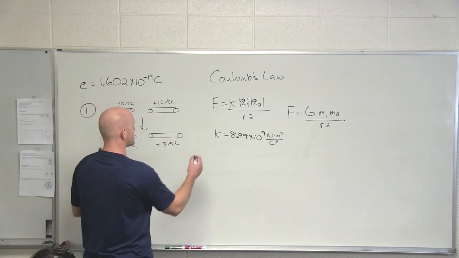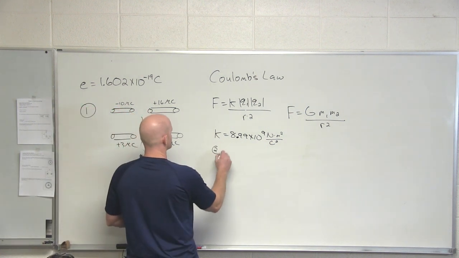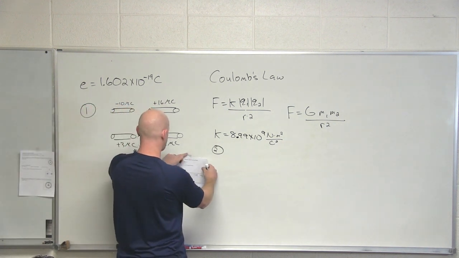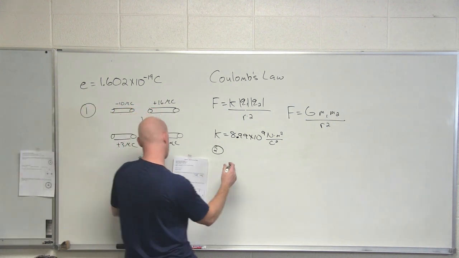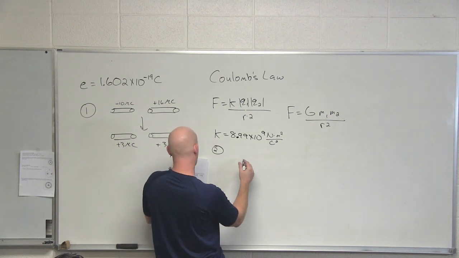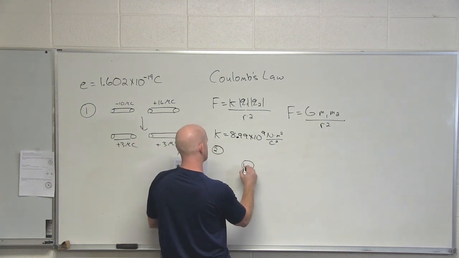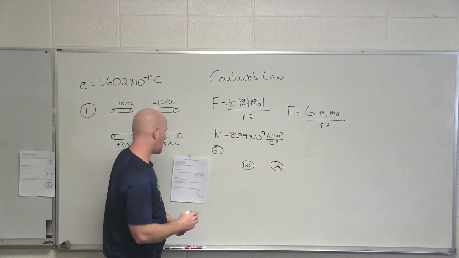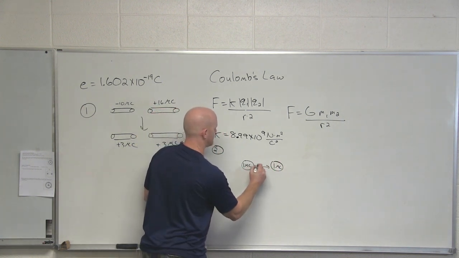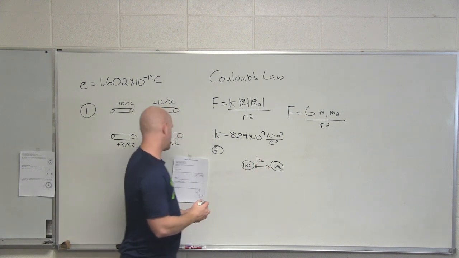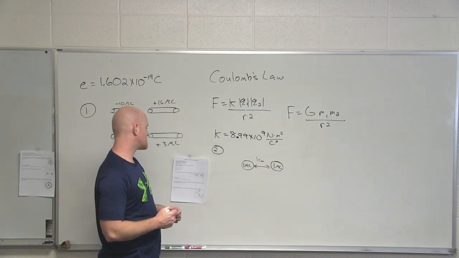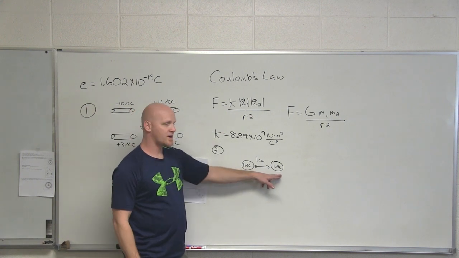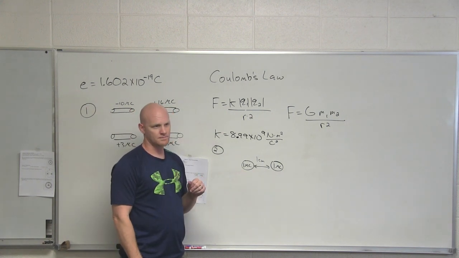All right, so let's see how this works out with question number 2 on your handout. Question number 2 says two point charges of 1 microcoulomb each are 1 centimeter apart. And the question is, what is the magnitude of the force experienced by either of the point charges? So in this case, is it attraction or repulsion, first of all?